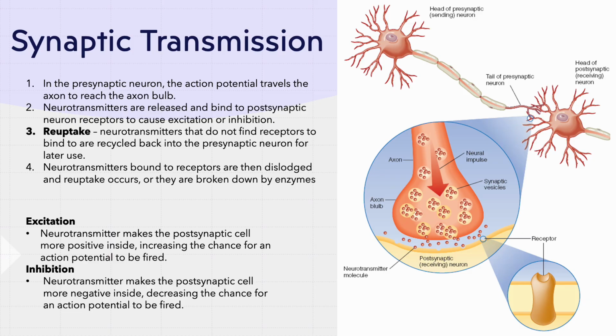Now, if excitation is caused, the neurotransmitter will make this postsynaptic receiving cell more positive inside, and that'll increase the chance for an action potential to be fired. So this ensures messages continue through the nervous system after they cross the synapse. With inhibition, the opposite occurs. Neurotransmitters make that postsynaptic receiving cell more negative inside, which we know is resting potential, and that decreases the chance for an action potential to be fired. This essentially stops messages from continuing onward.